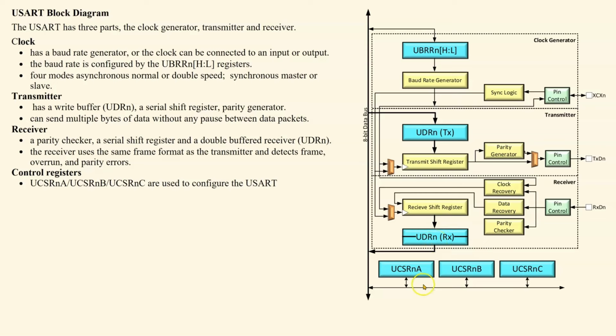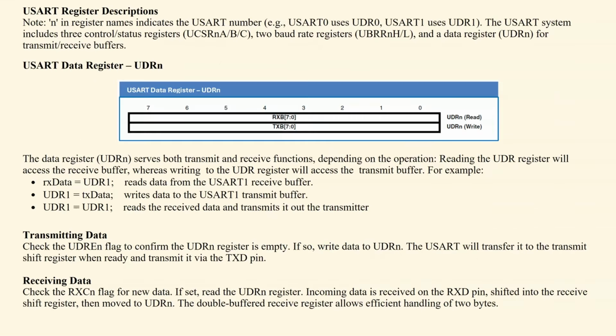And finally, the USART has 3 control registers: UCSRnA, B, and C. Looking at the registers used by the USART, we have 3 control and status registers, 2 baud rate registers, and a data register. Now there are 4 USARTs in the ATmega2560, so to identify each USART we use the number n in the register names. For instance, if we're using USART 0, then the registers inside it will have the 0 at the end. If we're using USART 1, then the registers will have 1 at the end.